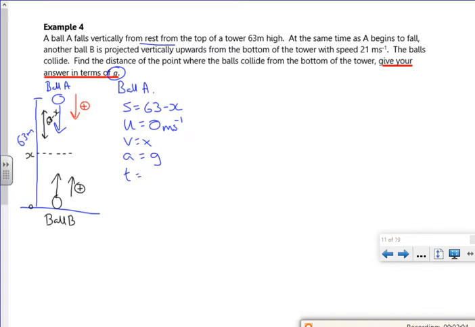Now what do I want to find out here? If they've been shot at the same time, when they collide, the time will be the same. So the time will be the same here, and I can use that to my advantage. It gives me something to put them equal to each other with. So I can use t to put the equations together.